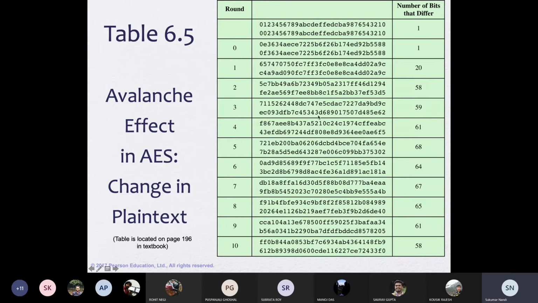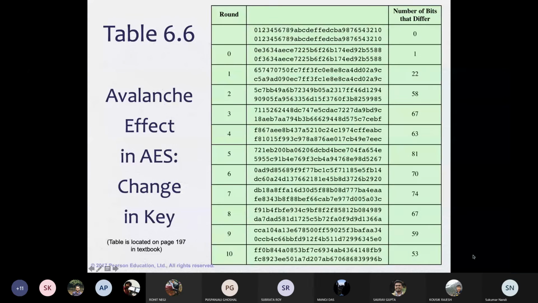Second round 58. Third round, their ciphertexts are shown, the first one is the first plaintext, the second one is the second plaintext. 59, fourth round 61, fifth round 68, sixth round 64, and so on. At the 10th round, it is 58. So it is very close to 50% of the plaintext block, that is 128 bits, which is required from the avalanche point of view.